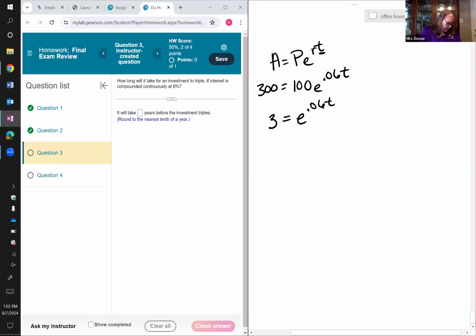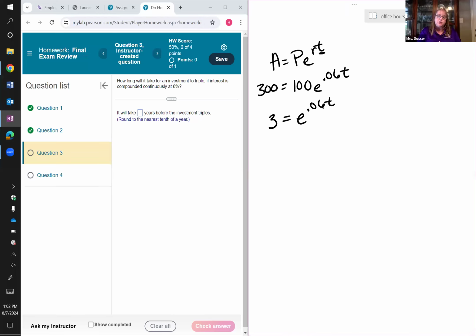Again, it does not matter what you had started with for P. If you had started with 25 and then you would have had 75 for A, the first thing you would do would be divide both sides by 25, and you would end up with 3 is equal to E to the 0.06 times T. If you had started with 500 for P, you would have had 1,500 for A, divide both sides by 500, and you get 3 is equal to E to the 0.06 times T. So it doesn't matter what you start with for P. First step is going to be to divide both sides by that, and you're going to end up with 3 is equal to E to the 0.06 times T.